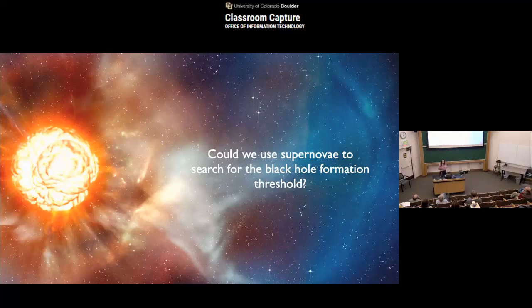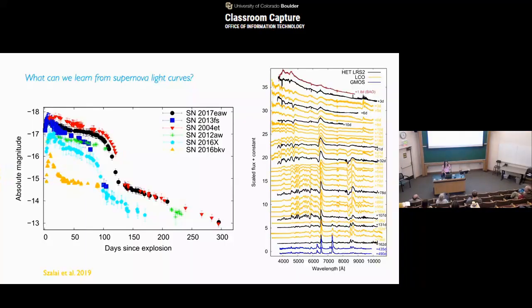Okay, so is there another way to search for this threshold for black hole formation? Is there another way to test this idea that what we're seeing is the cutoff for where these events should start to form? We can learn a lot from supernovae and their light curves. This figure on the left shows the light curves of a bunch of type 2 supernovae. You can see that type 2Ps, which is the type that red supergiants explode as, have this kind of plateau phase. It lasts on the order of 100 days, and the length of the plateau is really closely tied to the envelope mass at the time of collapse.